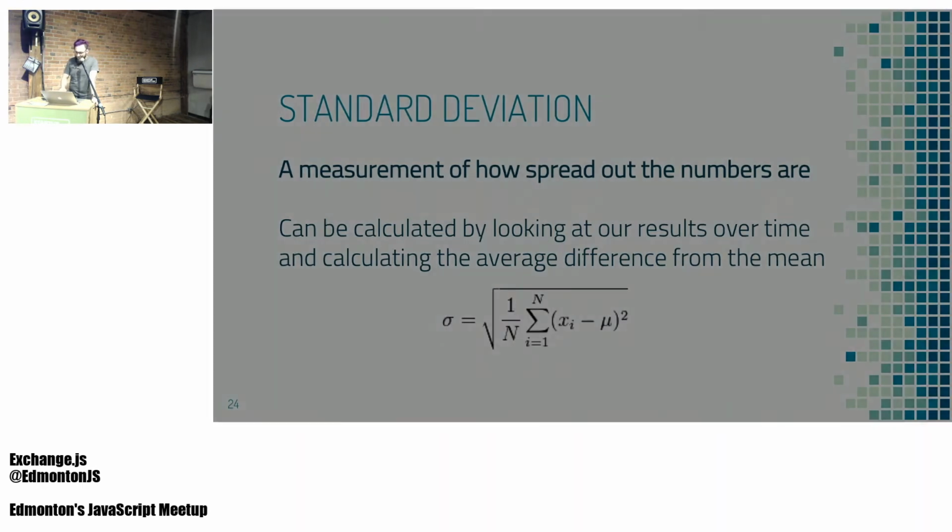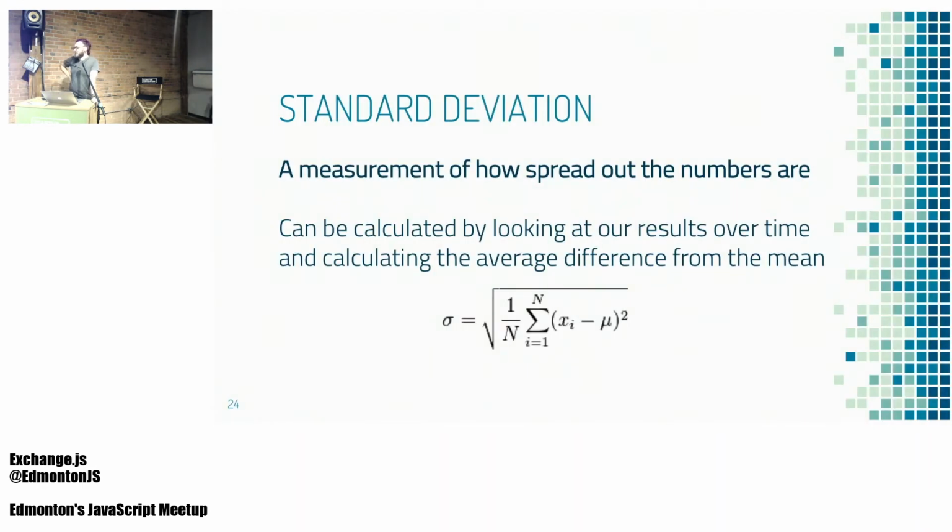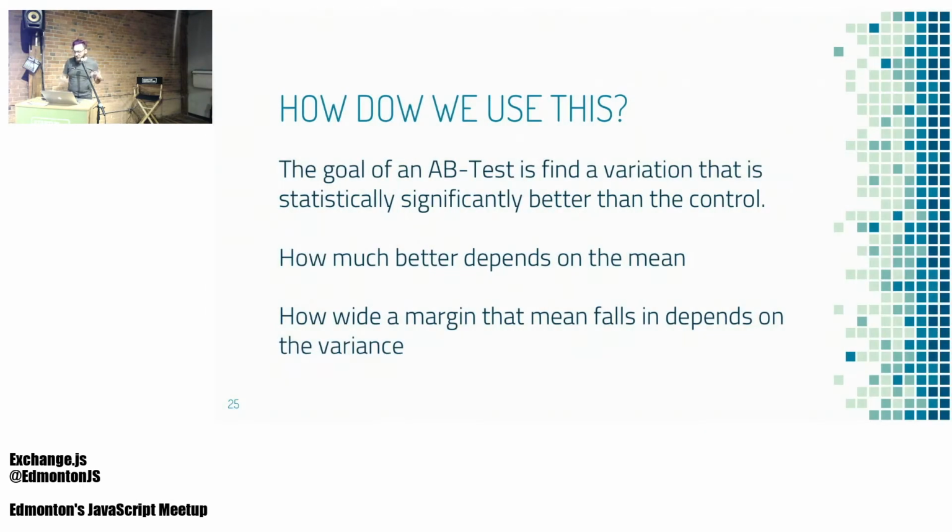Standard deviation is the measurement of how spread out your results are. You can calculate it by taking your different numbers along the way and calculating the average difference between that and the mean. It's a bunch of statistics, but the goal of A/B testing is to figure out which of your variants is statistically significantly better than the control. How much better depends on the mean. So when I say the mean, I mean the mean improvement over a default control.